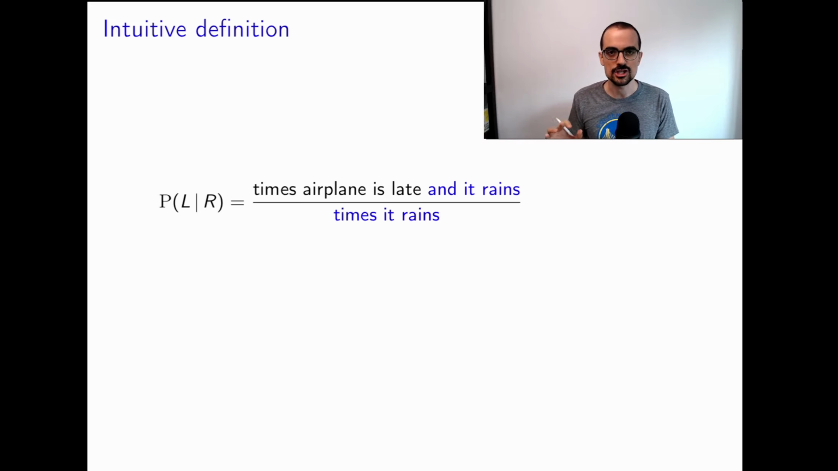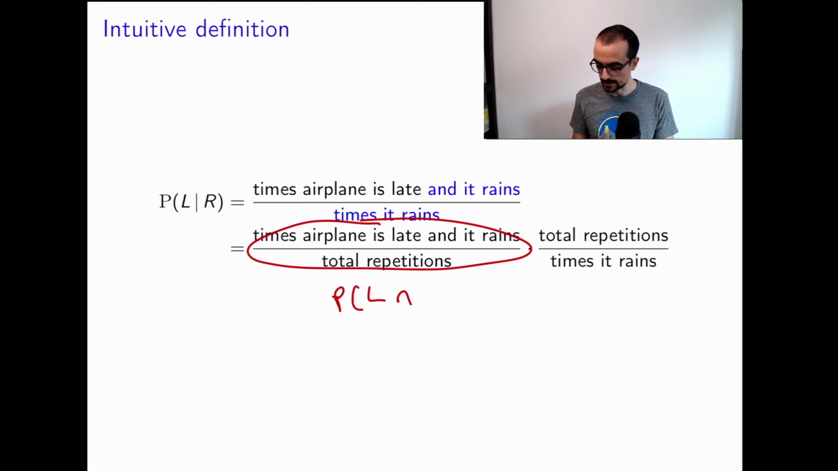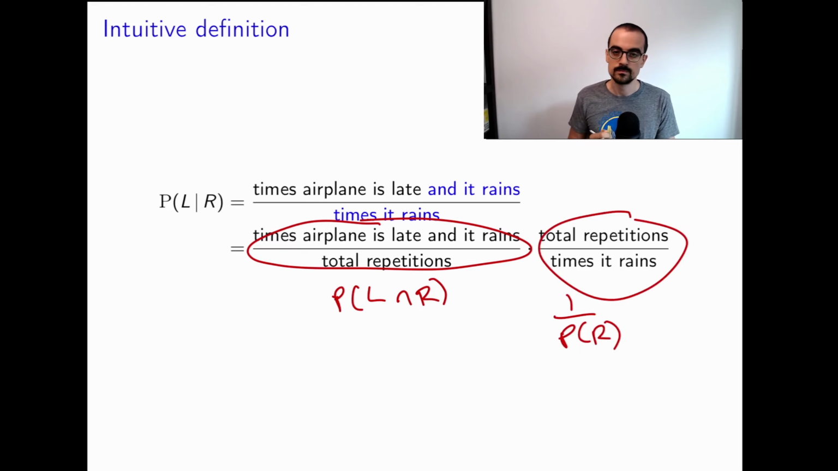Let's see what are the implications of this intuitive definition. We can multiply and divide by the total repetitions, and like this, we actually obtain a formula in terms of probabilities that we already know, because the times the airplane is late and it rains divided by the total repetitions, that's essentially by definition the probability of late and rain, right, by the intuitive definition. And here, the times it rains divided by total repetitions, this is just 1 over the probability of rain, by the intuitive definition that we already covered in the previous video.